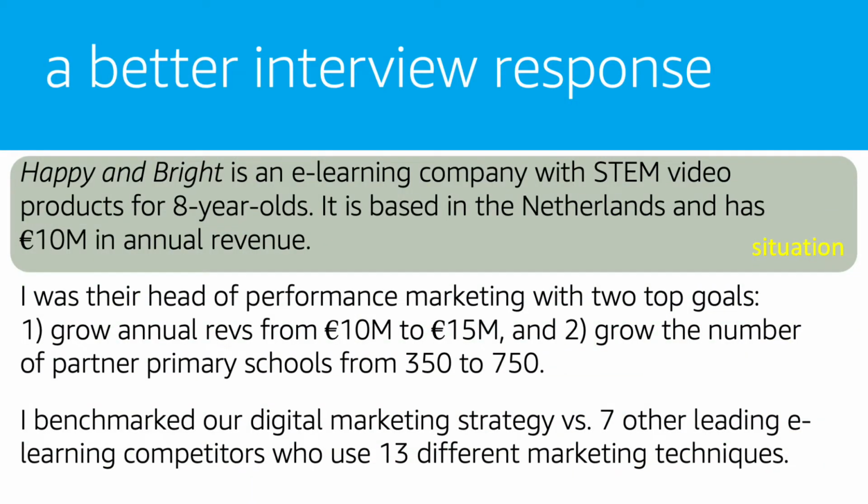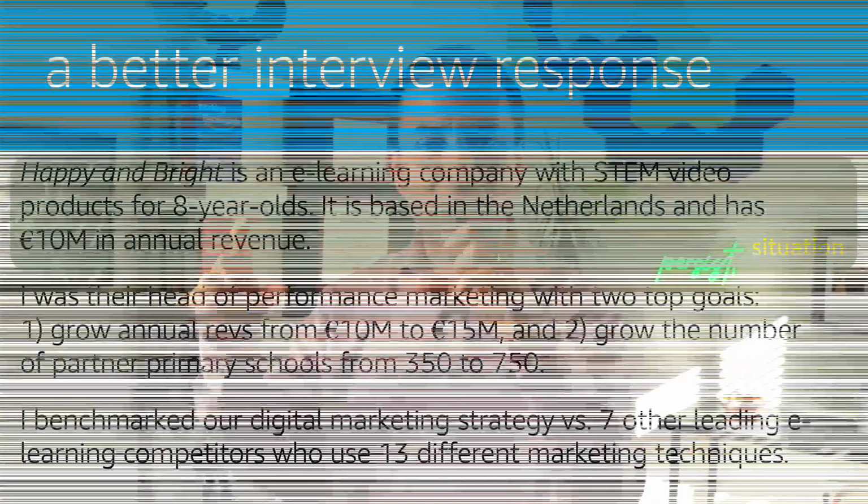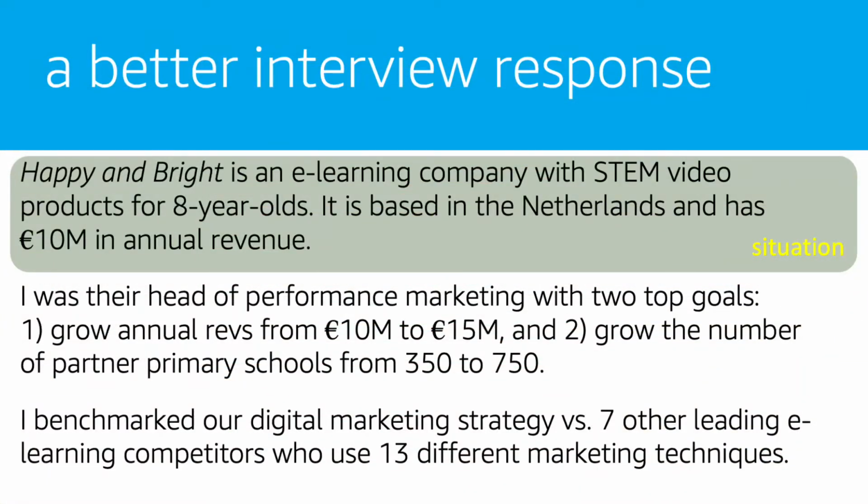Happy and Bright is an e-learning company with STEM video products for 8-year-olds. It's based in the Netherlands and has 10 million euros in annual revenue. You can see how this is our situation section. For the sake of brevity in this video, I'll truncate each of the sections I walk you through, but the major elements remain. You see how in the situation section, I'm describing who Happy and Bright is, where they're from, what their product is. I'm using data, I'm using dollars to quantify the size of their business, and I can do this very quickly and give the interviewer a deep and data-based picture with illustrations as well to give them a sense of the type of work and the type of company that I come from.